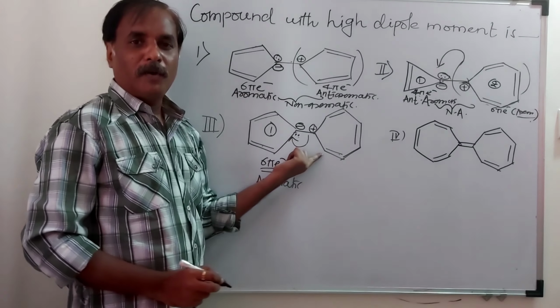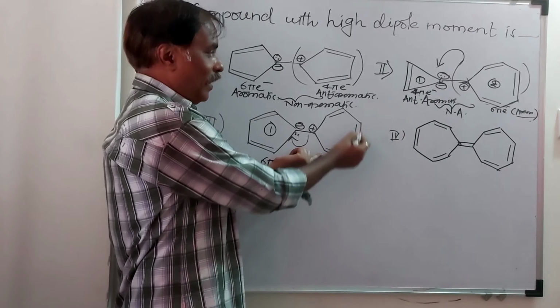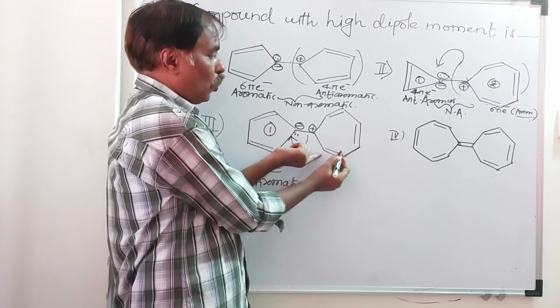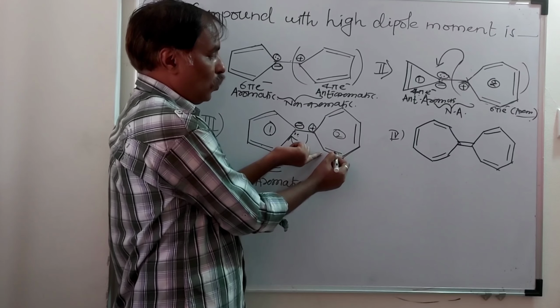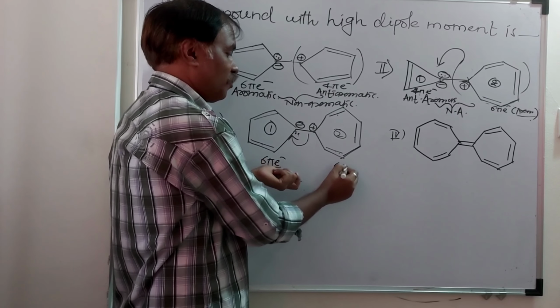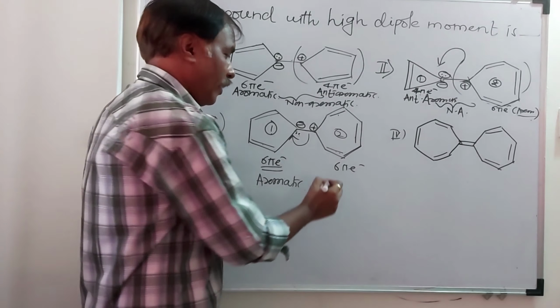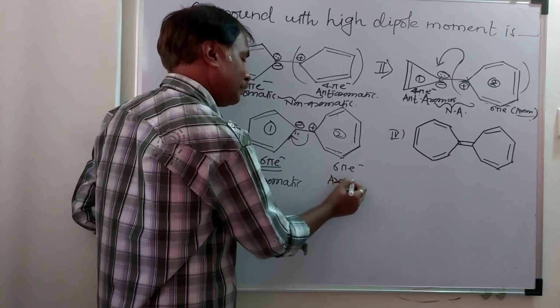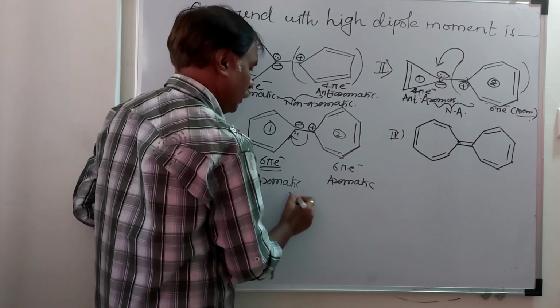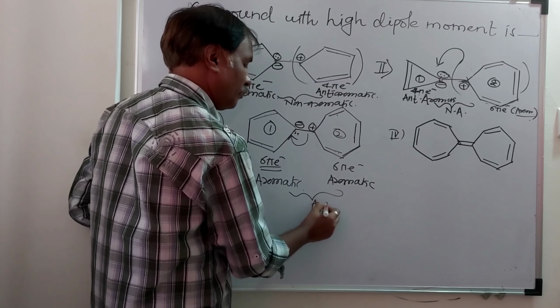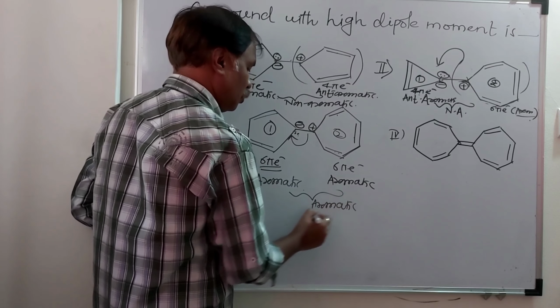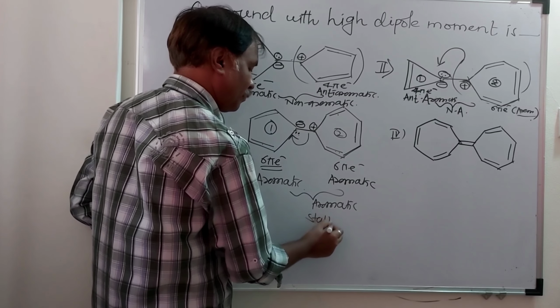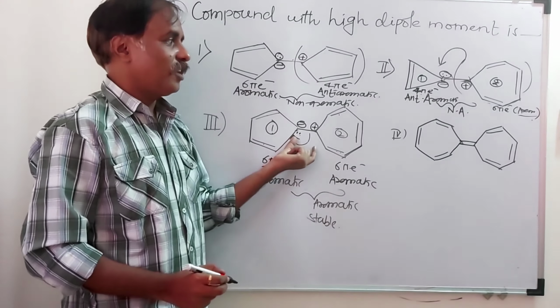And ring number 1 is aromatic. Now take ring number 2. Each carbon atom is sp2 hybridized. Total number of pi electrons is what? 2, 4, 2, 6. Here 6 pi electrons. And ring number 2 is also aromatic. Yani, the overall compound is aromatic. So this is stable, and this polarization is stable.